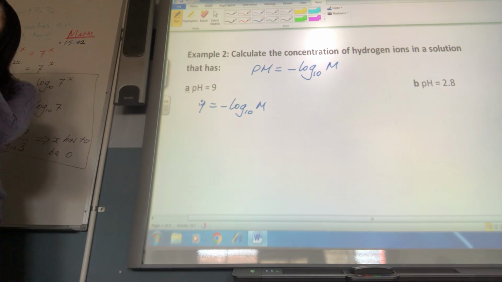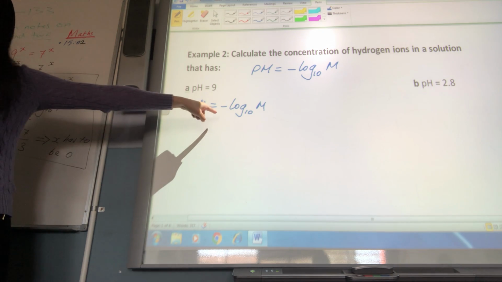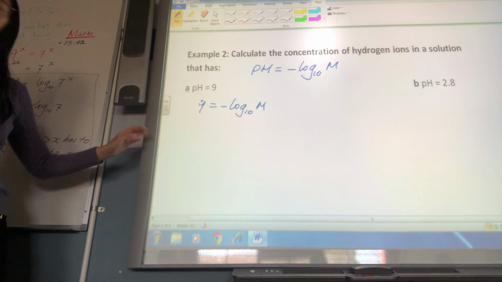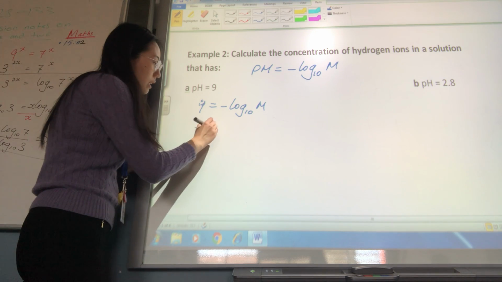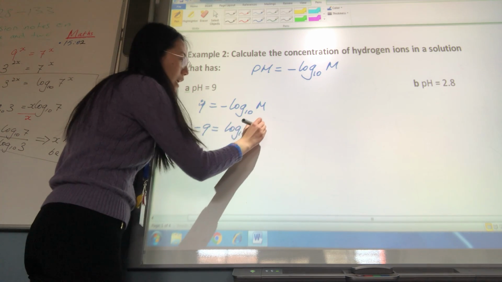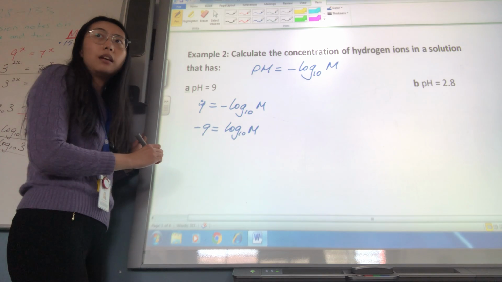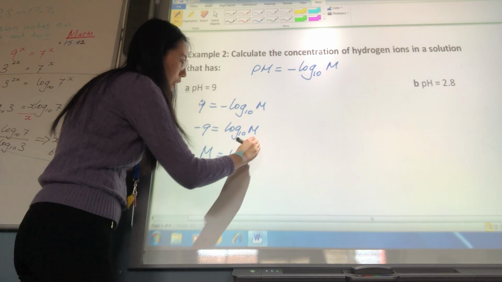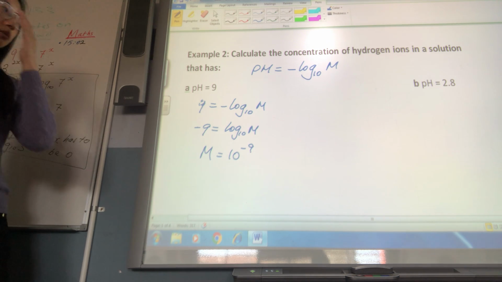Now what is the first step? Can I just change it into an index already? Yeah. There's this negative sign. So take the negative away, divide both sides by negative 1. It will be minus 9 equals log 10 of n. Now I can change it into an index equation. Right? So n is equal to 10 to the power of negative 9. Right?